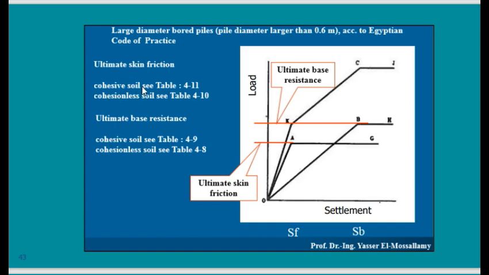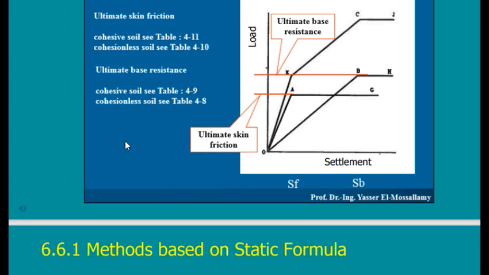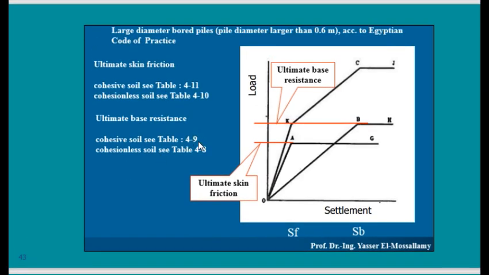The code also gave me that they both depend on the type of the soil. For cohesive soil, if you want to calculate the ultimate skin friction, it's either you go to table 4.11 or 4.10. 4.11 for cohesive soil, 4.10 for cohesionless soil. And for the other point, ultimate base resistance, you have two other tables, 4.9 and 4.8. One for cohesive and one for cohesionless. The same.